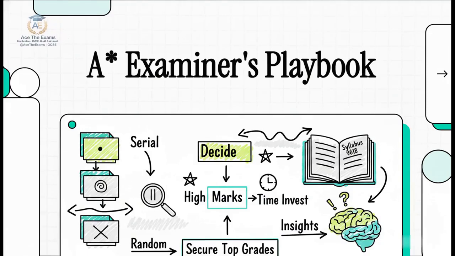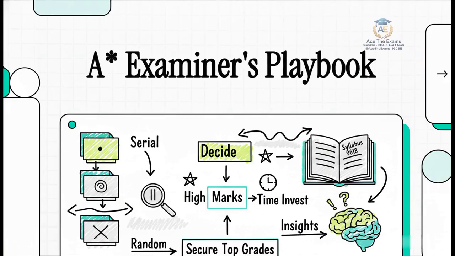Okay, think about an actual stock exchange trading floor for a second. It is chaotic, it's high stakes, and success comes down to one thing: split-second decisions. You have to invest your time and resources exactly where the returns are highest. Well, your Cambridge Computer Science exam is literally no different.